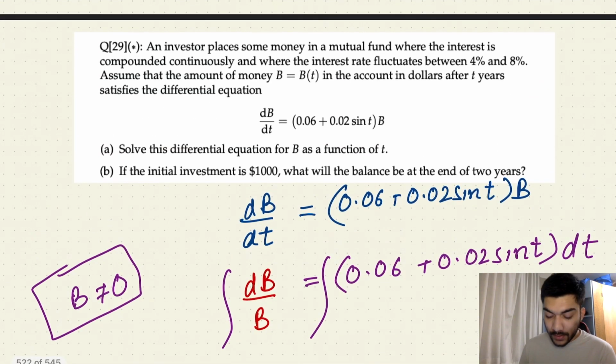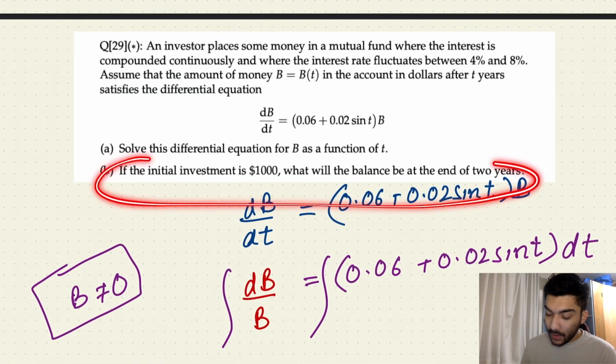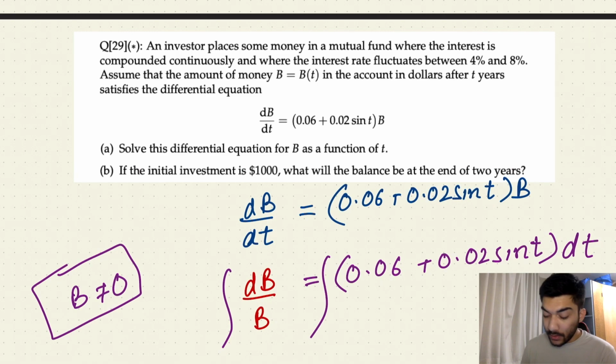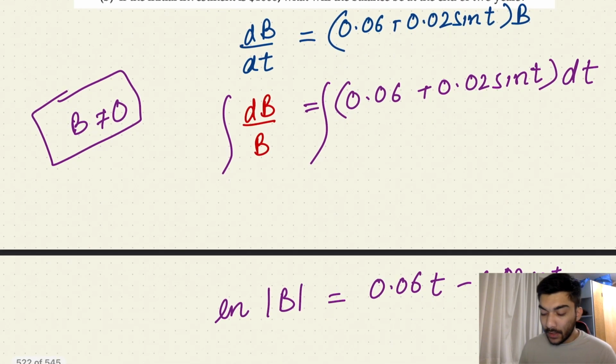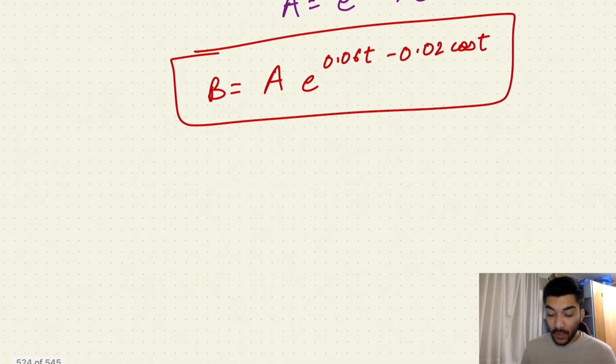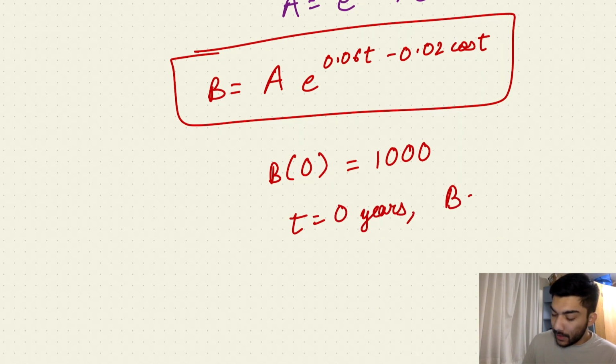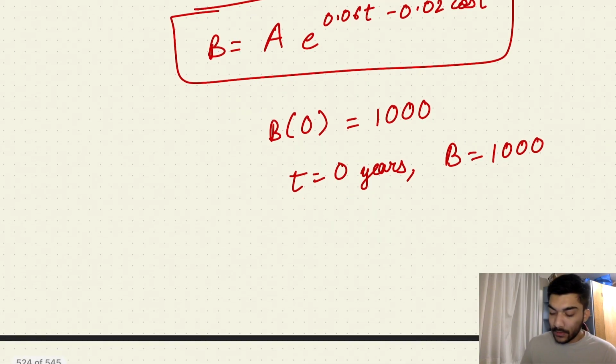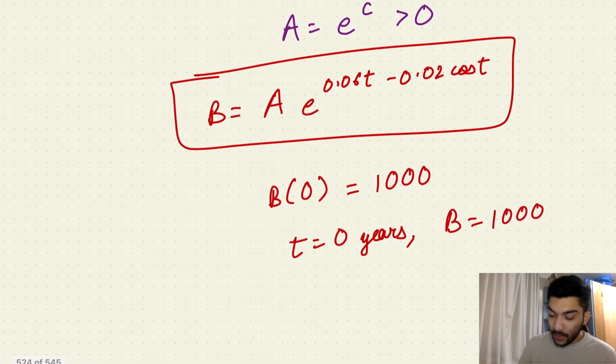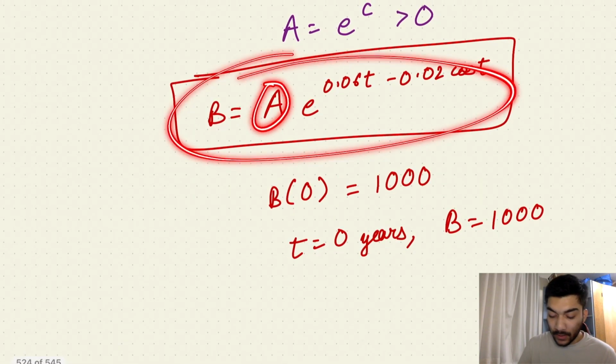Now let's solve the second question over here. We have been given that the initial investment is $1,000, and we have to calculate the balance at the end of 2 years. So if we know that the initial investment is $1,000, which means that b of 0 is equal to 1,000, right? So when t is 0 years, your b is 1,000 in this case. So let's substitute these values into this equation over here to calculate the value of capital A.